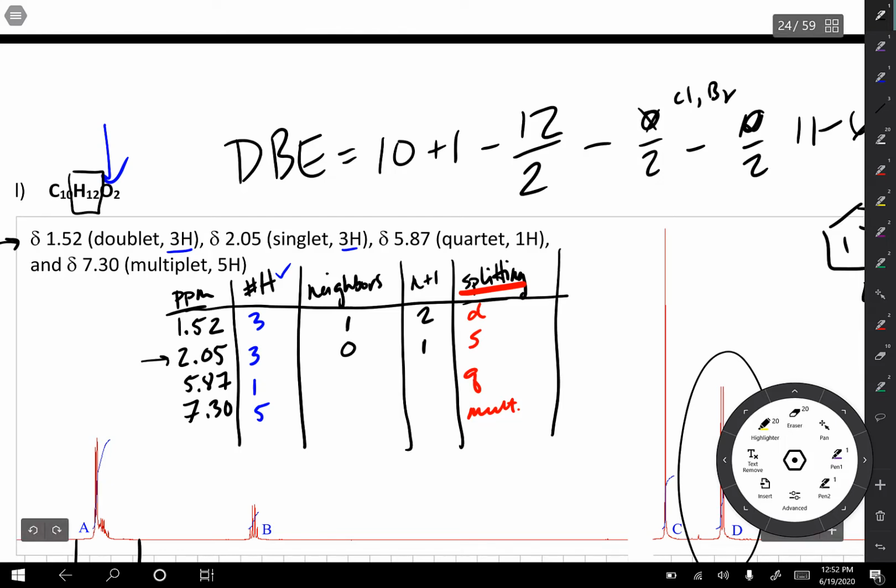Let's look at the quartet. This means that N+1 equaled 4. That means N must be 3, okay? This multiplet, we're not going to worry about right now. You're going to see quickly what it is, all right? Just know that it's too difficult for us to analyze what's going on with this mess. Let's look at the fragments. Let's see if we can guess any more fragments.